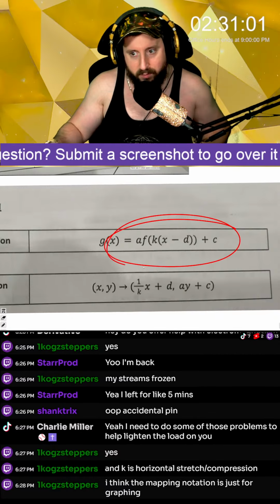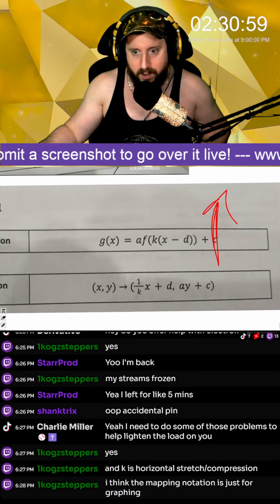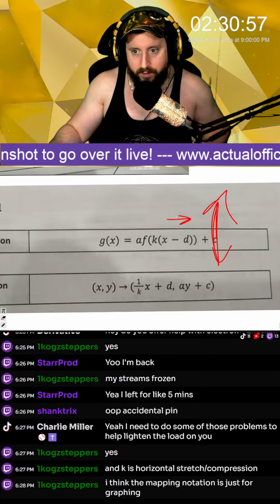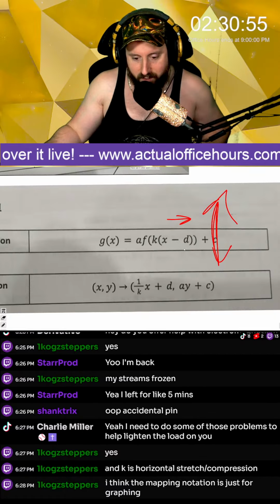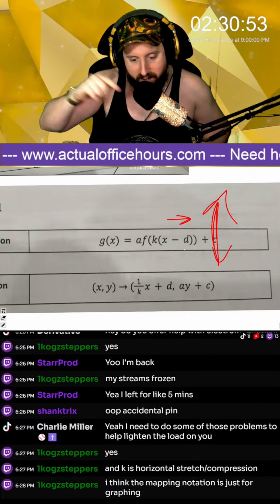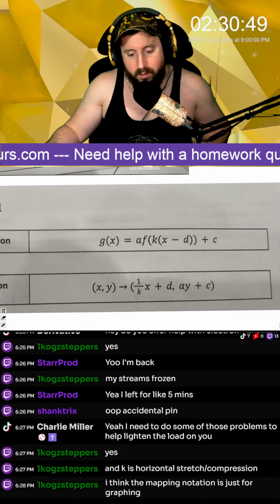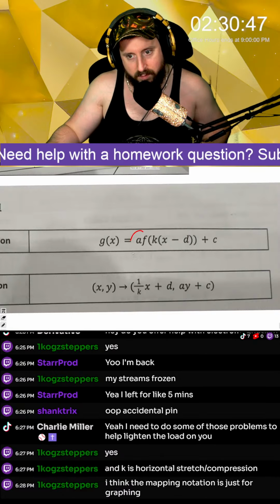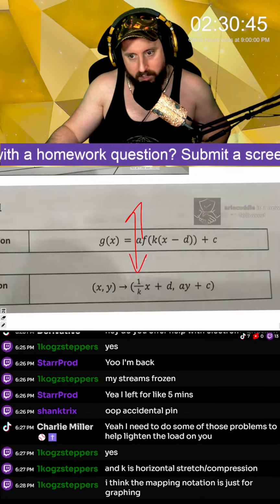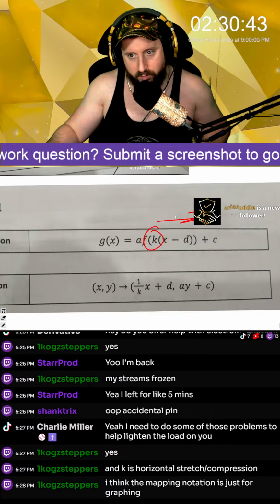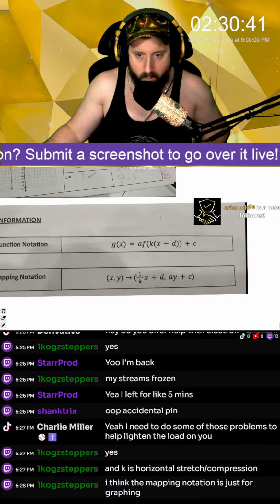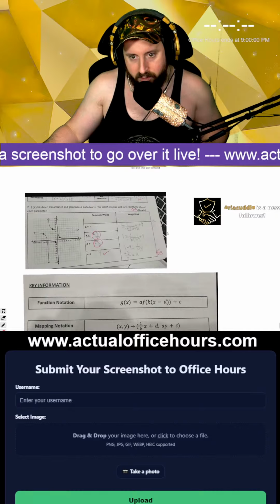Yeah, this is what I think about, right? This is vertical, up and down. This is horizontal, left, right. And then they put the minus in there, because it needs to be minus a positive number to move it to the right. Oh, fascinating. And then this is the vertical stretch. And then this is the horizontal stretch or compression. Okay, cool. All right, good. At least I know what's going on.